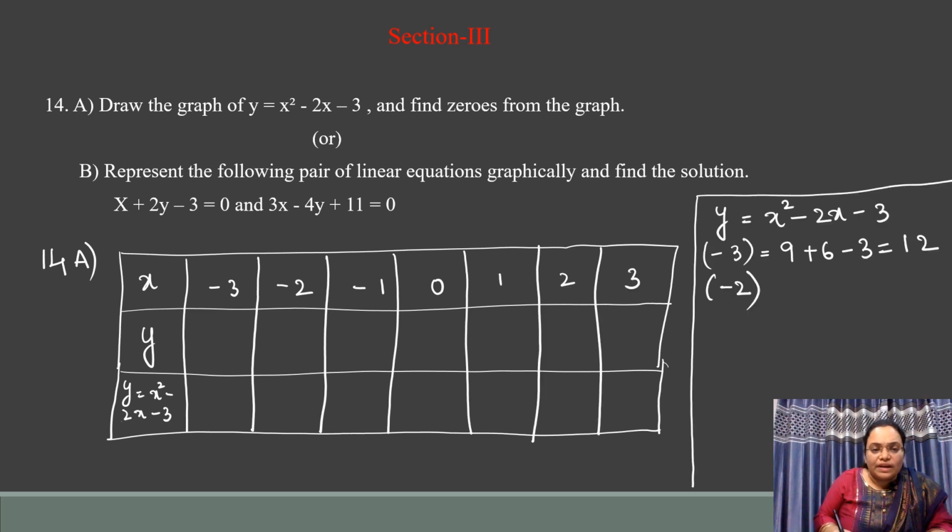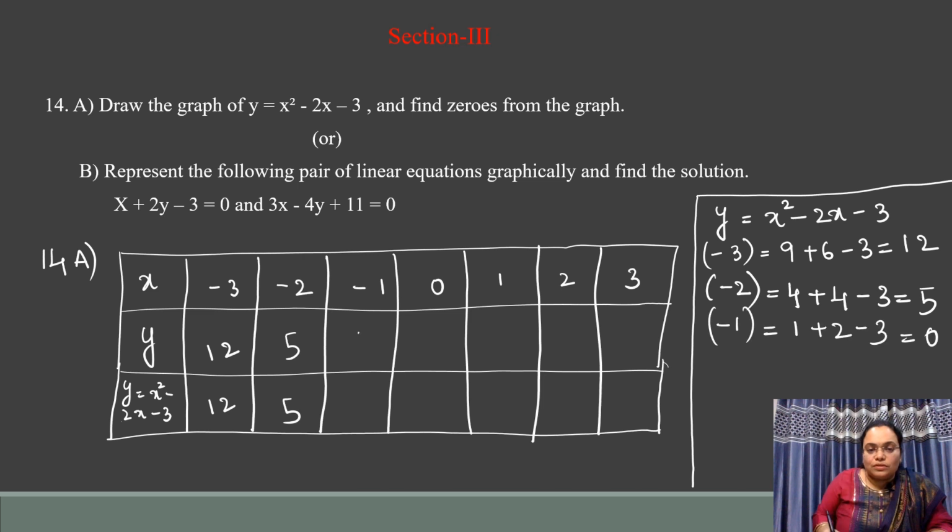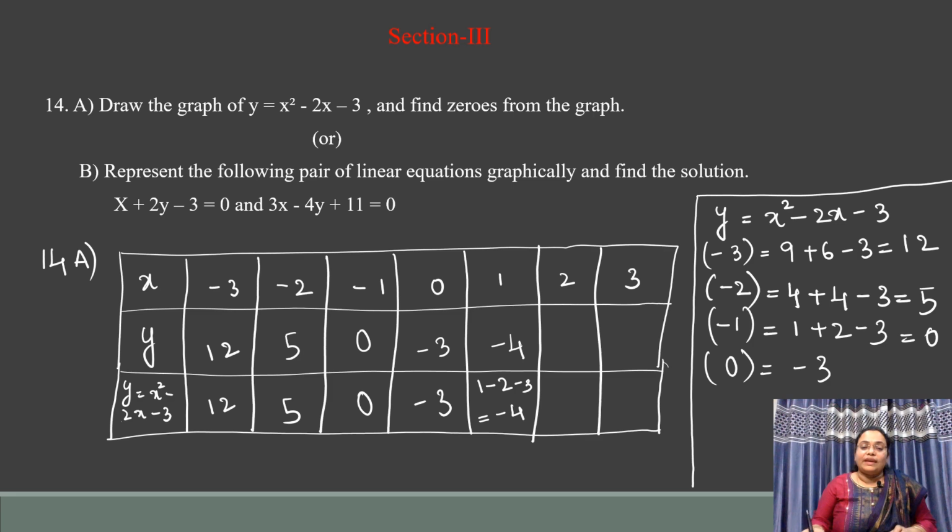Okay. So when x is equal to minus 3, what is the value? Y is 12. So when x is equal to minus 2, y value is 5. So when x is minus 1, y is 0. So when x is 0, you will only be left with minus 3. So when x is 1, y is minus 4. So when x is 2, this is minus 3. When x is equal to 3, this is 0.